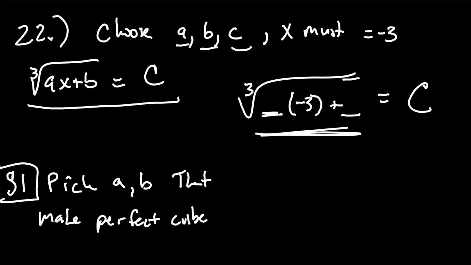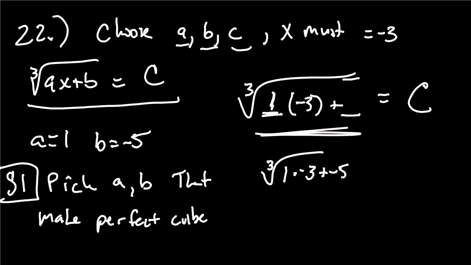So I'm going to pick a first. I'm going to pick a to be 1. So I'm saying a is going to be equal to 1. I know that 1 times negative 3 is negative 3. I know that negative 8 is a perfect cube. So I'm going to pick b to be negative 5. So I have the cube root of 1 times negative 3 plus negative 5 is equal to c.